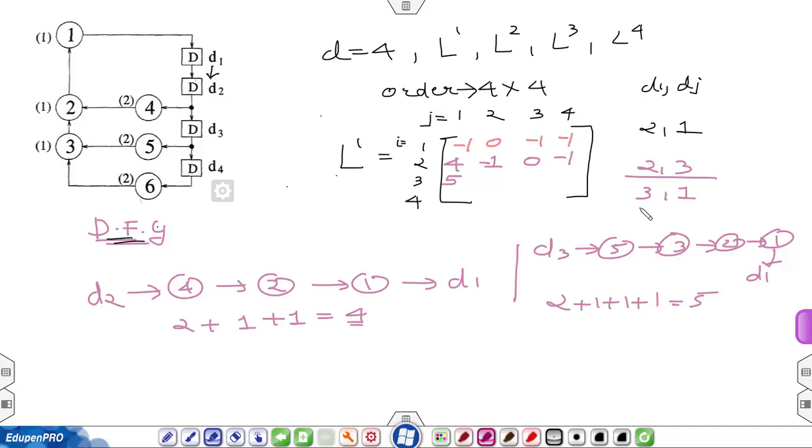Calculating for 3 comma 2, it is not possible in any way, so the value is -1. 3 comma 3, directly I can write -1, because there is no way you can start your journey from 3 and again reach the same point. 3 comma 4, direct edge without any computation element in between, so the value is 0.